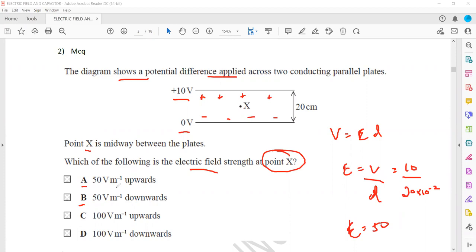And then what about the direction? What is the direction of the field lines? It is always from positive to negative. So what will be the direction of these field lines? From the positive terminal to the negative terminal. In this case, it is downward. That's why option B is the right answer.